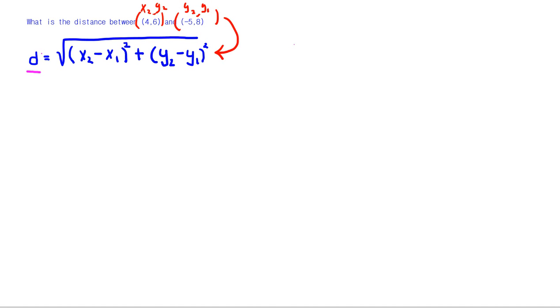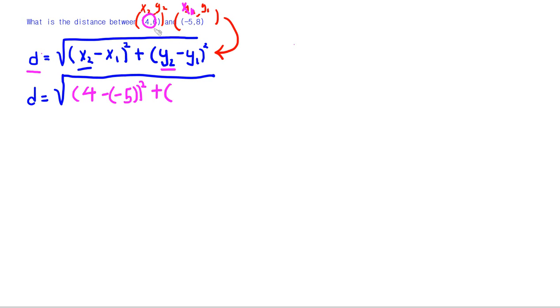So you can get that the distance is equal to the square root of x2. What is the value of x2? Well, it is 4. So 4 minus x1's value. Sorry, this is going to be x1 and y1, and it is negative 5. Then all of that squared, plus what is the value of y2? It is positive 6, minus y1's value, which is positive 8.